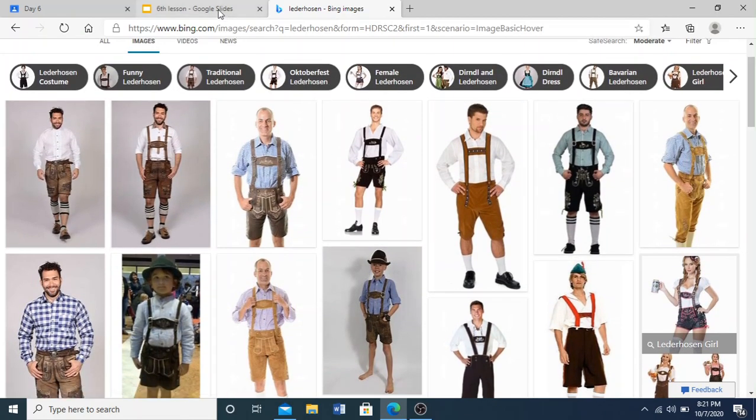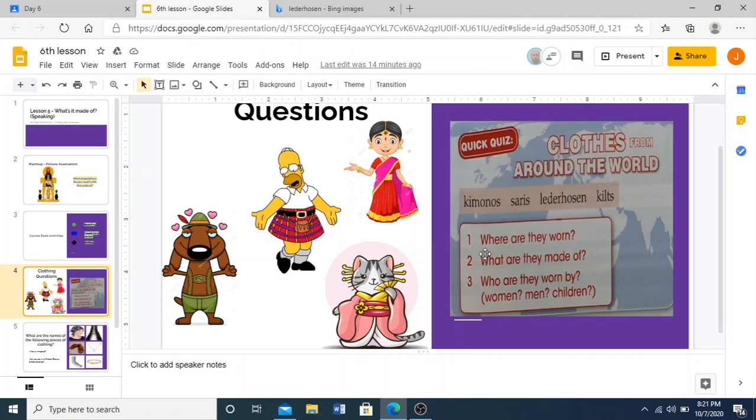So back to our question. Where are they worn? The Lederhosen are worn in Germany and countries around Germany. What are they made of? These days, as you can see from the picture, they can be made from anything, but originally they are made from leather. By leather, we mean animal skin. Who are they worn by? Originally, they were worn by men, but now they are worn by everyone: men, women, children. It's a fashion trend over there.